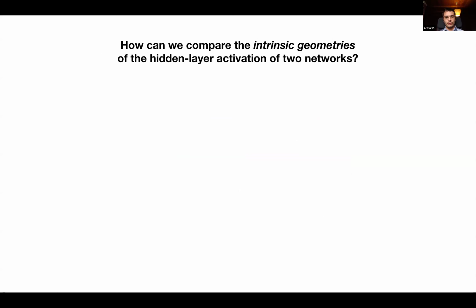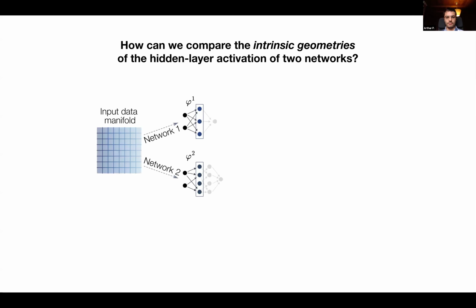So now the question that I'll try to answer today is, how can we compare the intrinsic geometries of two different networks? If I have two different networks that are solving the same task but in different ways, how can I quantitatively compare their activations and their geometries? The picture to keep in mind for the rest of the talk is that we have a fixed input data manifold, here two-dimensional, and we have two networks, two models, maybe with different architectures, maybe with different depth, width, and so on. And we are interested in comparing the activation of these two networks in response to this same input data.